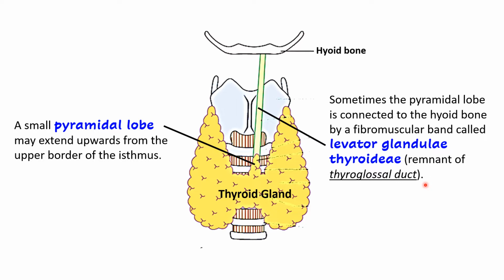Thyroglossal duct, actually thyroid is going to develop in the floor of the developing mouth, right? So from there a duct grows downwards, right? And when it reaches the adult position, the thyroid gland lobes, they will develop, and this regresses. The thyroglossal duct, that regresses and disappears completely. But sometimes a remnant may remain there, right? And it may attach to the hyoid bone, then it is called as levator glandulae thyroideae.